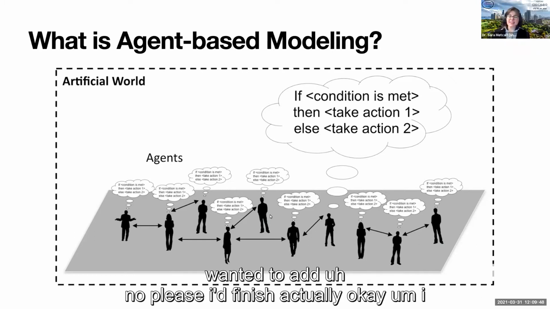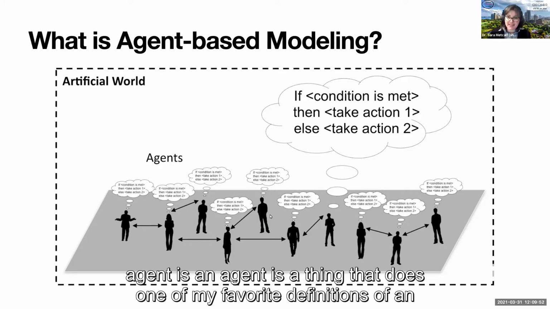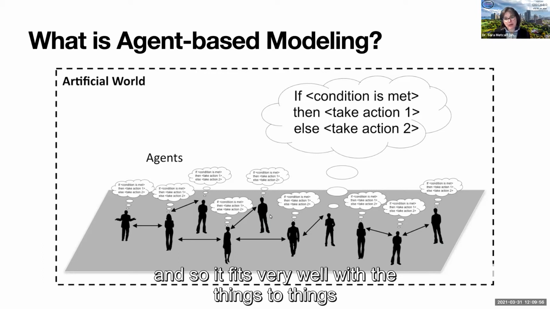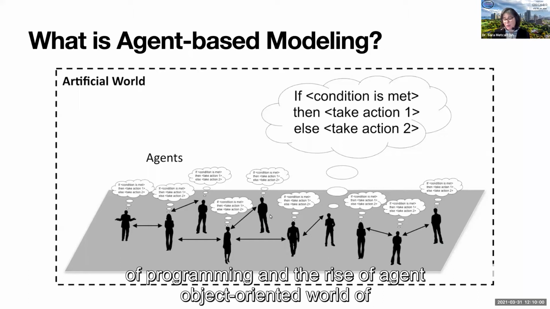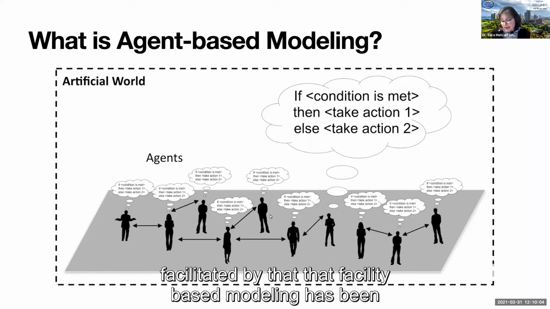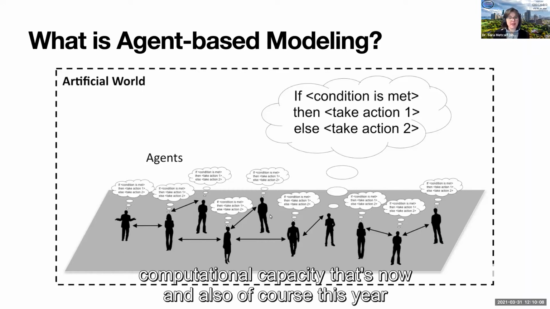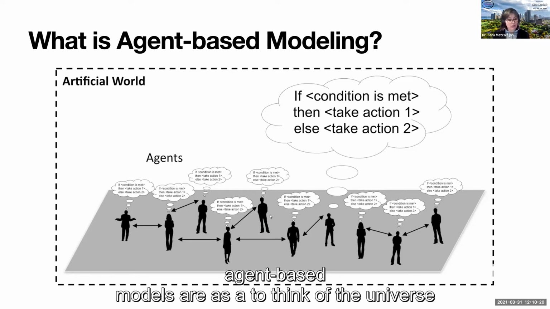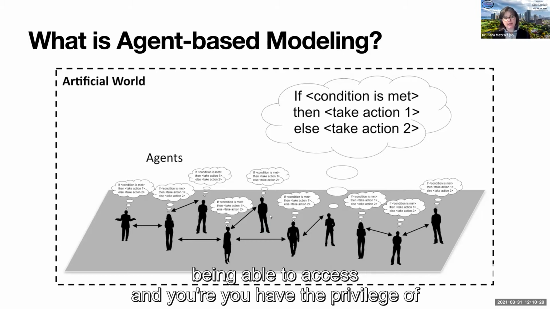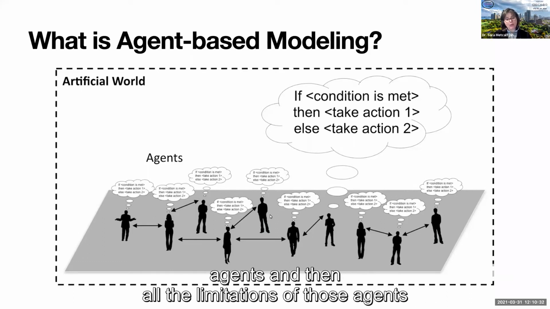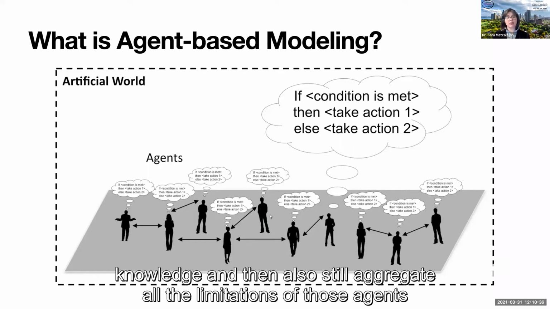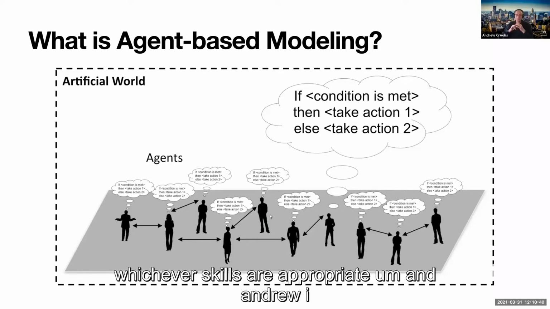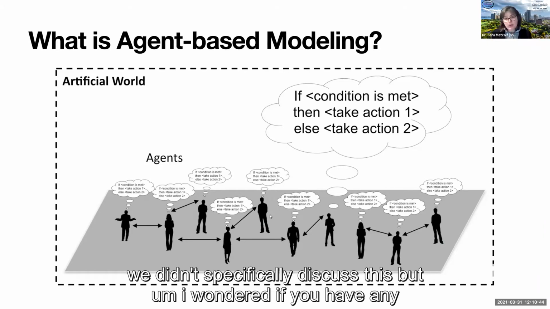Okay. I wanted to add one of my favorite definitions of an agent: a thing that does things to things. And so it fits very well with the object-oriented world of programming, and the rise of agent-based modeling has been facilitated by that facility, and also, of course, the sheer computational capacity that's now available for simulation modeling. Another of my favorite ways to think about agent-based models is to think of the universe as a hierarchy of decision rules, and you have the privilege of being able to access that knowledge from within the agents, and then all the limitations of those agents' knowledge, and then also still aggregate up to whichever scales are appropriate.